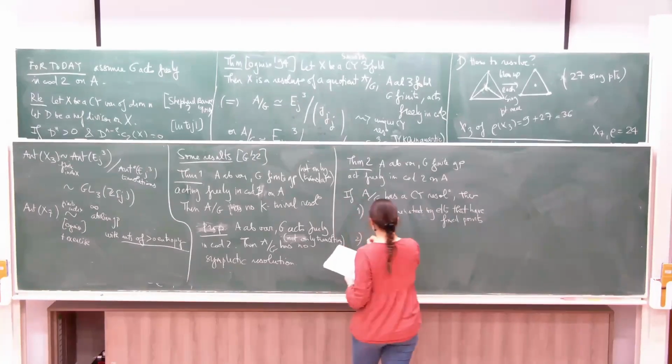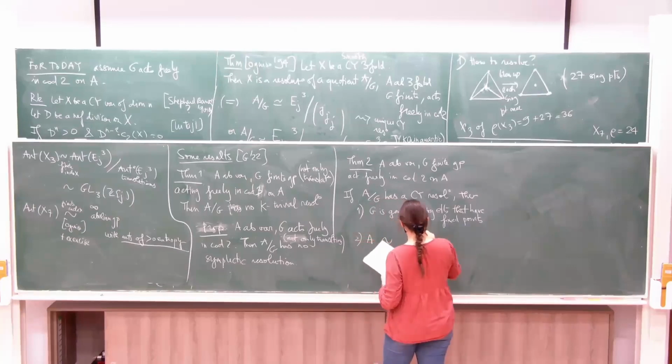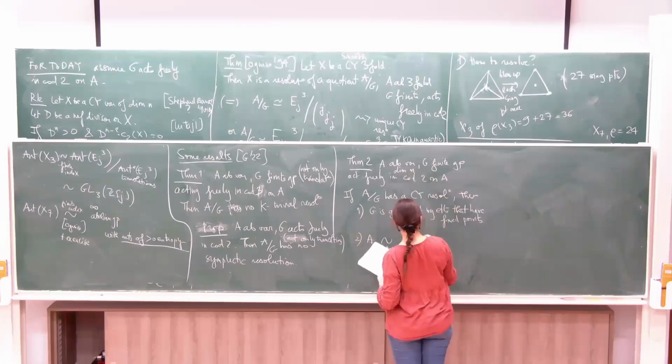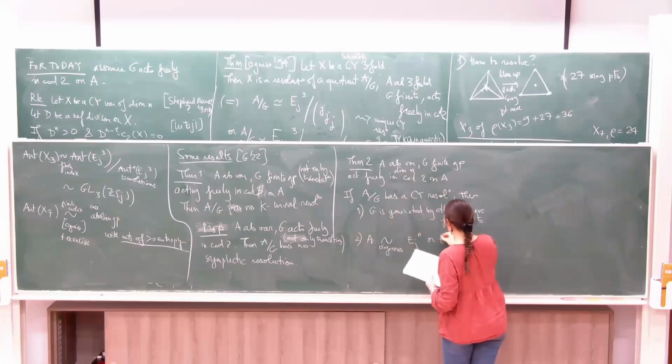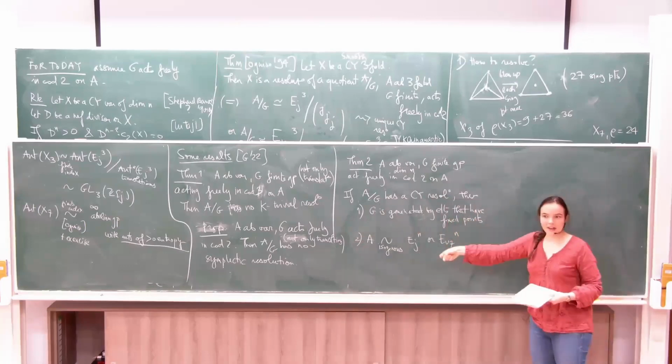We have some good news. A is isogenous to E_J to the n, or E_{ζ7} to the n, where n is the dimension. So we get the ones from before.